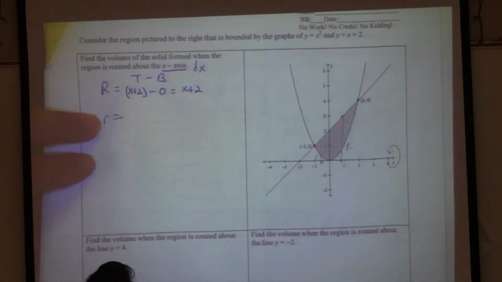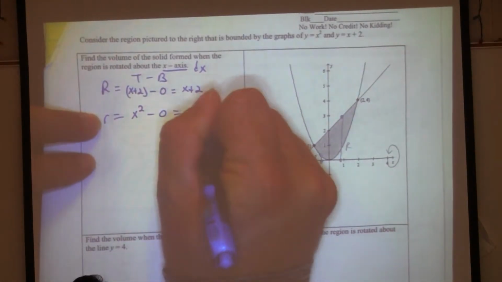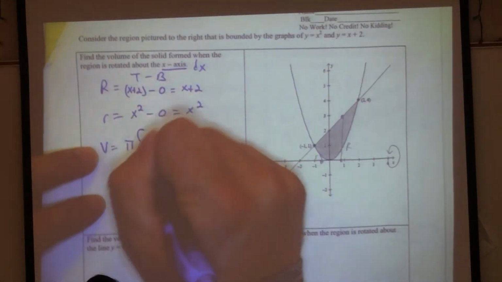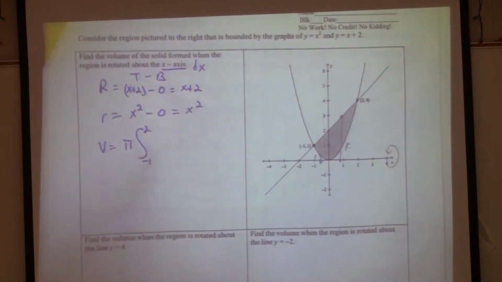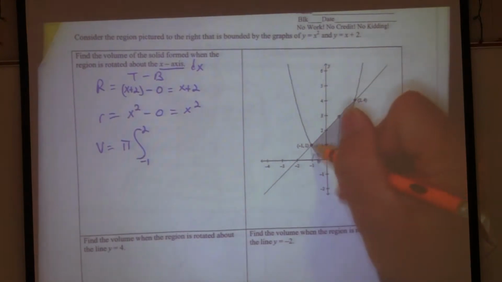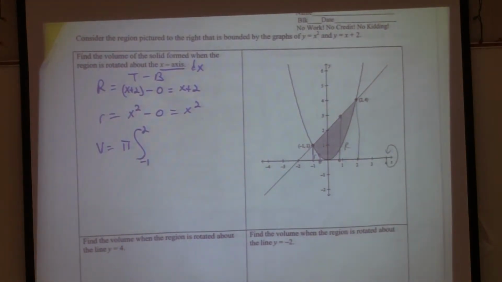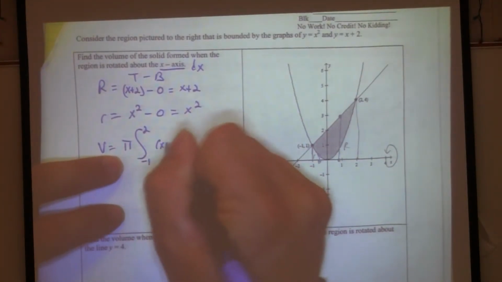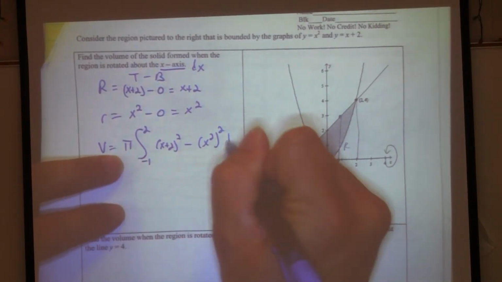Little r is going to be that parabola, which is x squared minus 0, which is just x squared. So write down the formula. Pi times the integral from where to where? Negative 1 to 2. Where did you get those from? From right here to right here, that's the space that area is bounded in. Big R, which is (x plus 2) squared, minus little r, which is (x squared) squared, dx.